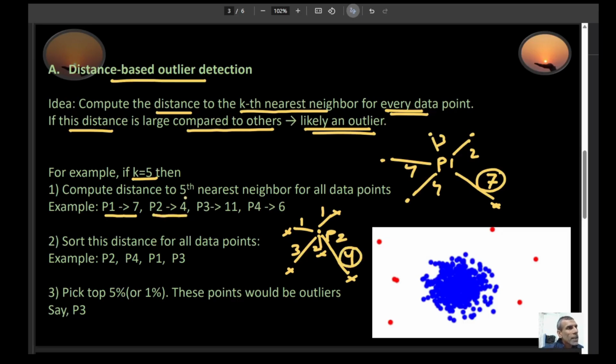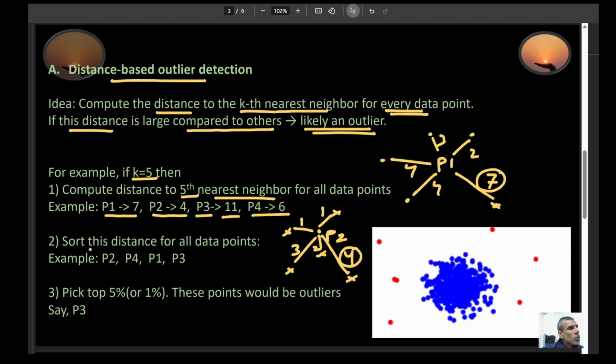So this is the idea. You're looking at a distance. You're trying to compute the distance to the fifth nearest neighbor. And likewise, we can calculate the fifth nearest neighbor distance for each one of the points. So let's say for P3 it is 11, P4 is 6. So that's my step 1.